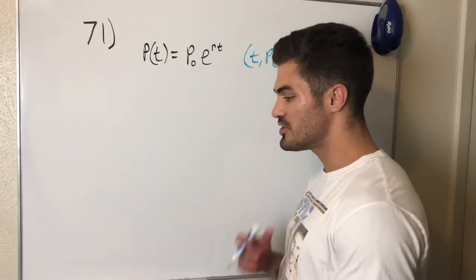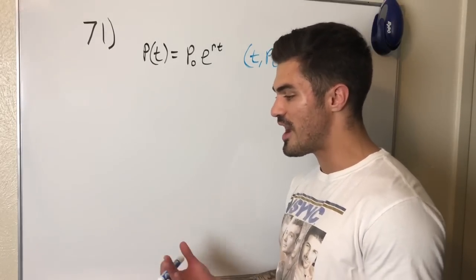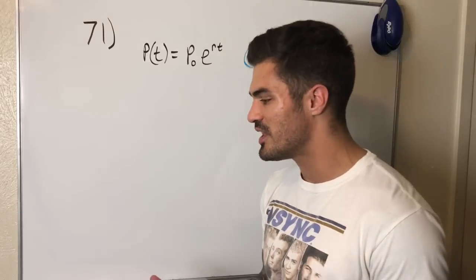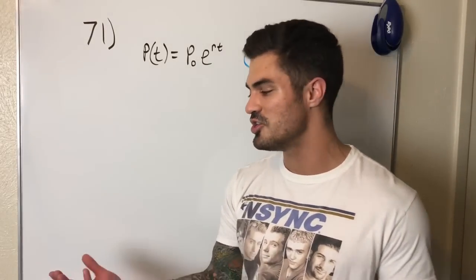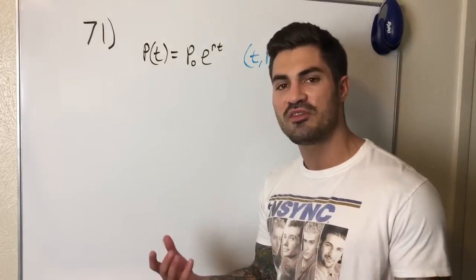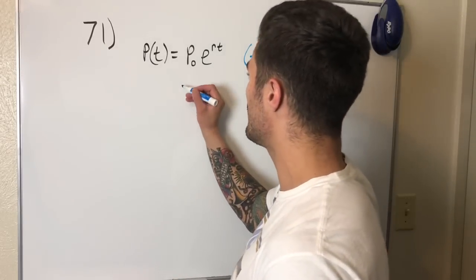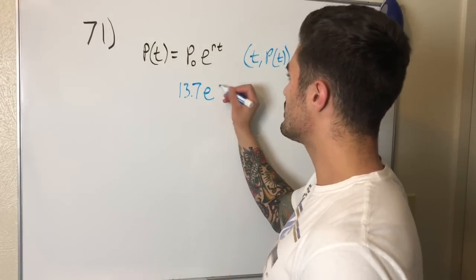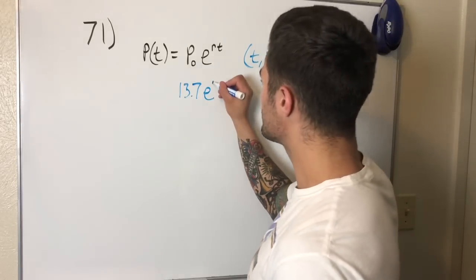So let's go ahead and start. What is our P naught? What is our initial value? When T equals 0, if you want to think of it that way, we have the year 2000. So our initial value, our initial population, is 13.7 million. Again, E is a constant, it stays there. R is what I'm solving for.